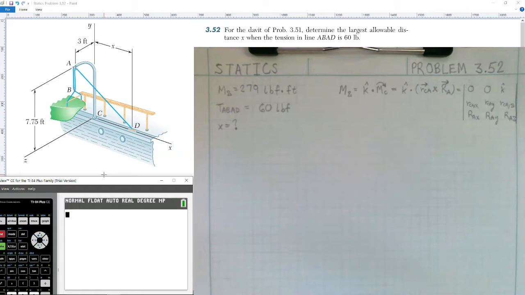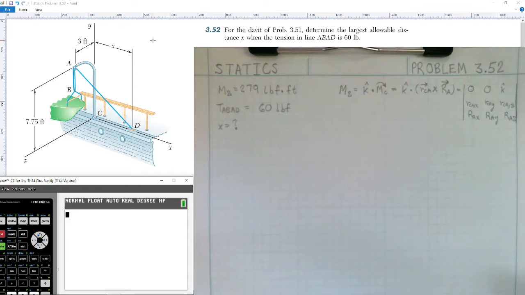And 52 says, for the davit of problem 3-51, determine the largest allowable distance x when the tension in line ABAD is 60 pounds. So in this problem they're giving us the tension of the line ABAD, and they want us to find the value of x right here on the x-axis, it appears from point C to D.